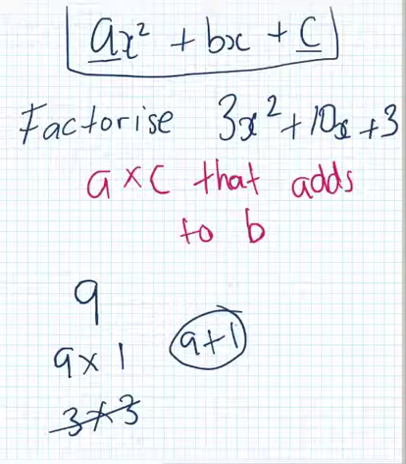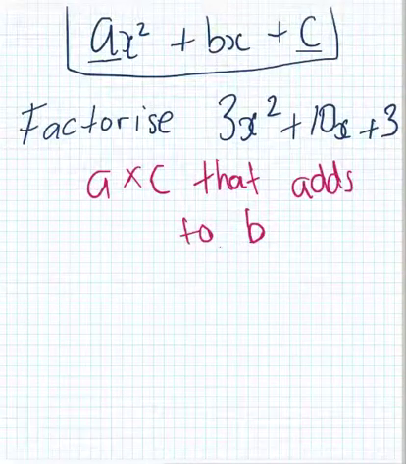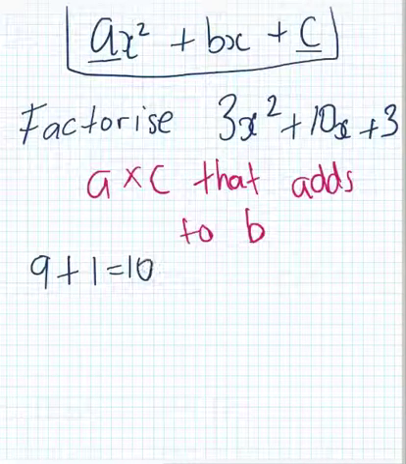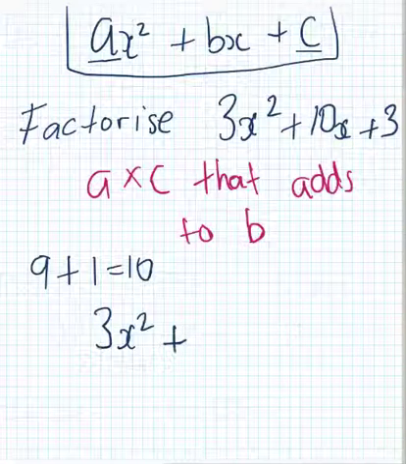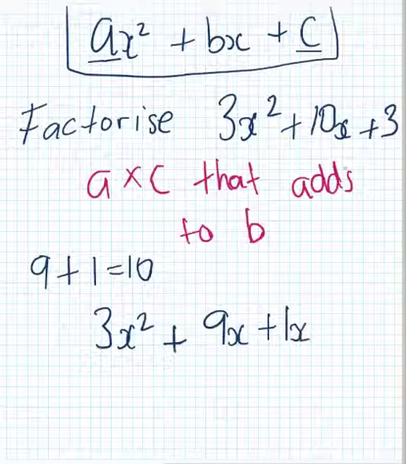So the whole point of figuring out what 3 times 3 is, which is 9, and then finding factors of 3 that add to 10 is this. I'll just rub this bit out. So we knew that 9 plus 1 can give us 10. So instead of 10x, I'm going to break it up and write it like this. 3x squared still stays the same. We have 3x squared plus, now instead of 10x, we are writing 9x plus the 1x. And of course, we have plus 3.